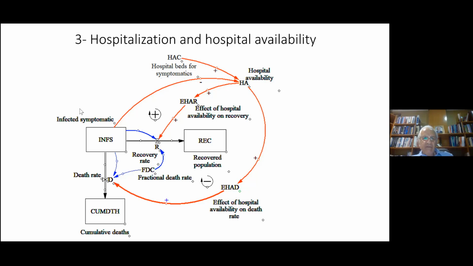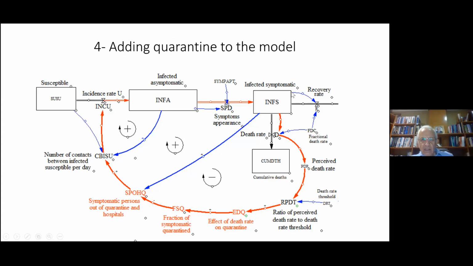Then we have quarantine. Infected symptomatic people might go to quarantine and separate themselves from the rest of the population. And as they go to quarantine, the number of infected who meet susceptible would decrease, and therefore incidence would decrease or would even have some impact on incidence rate.